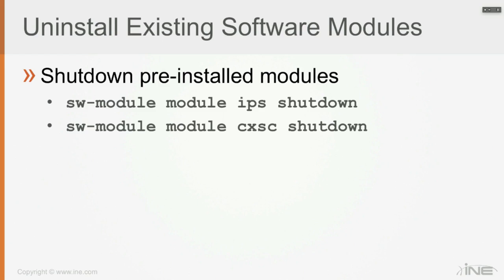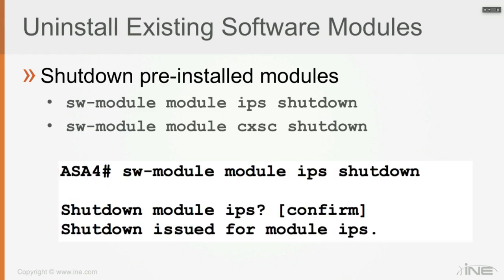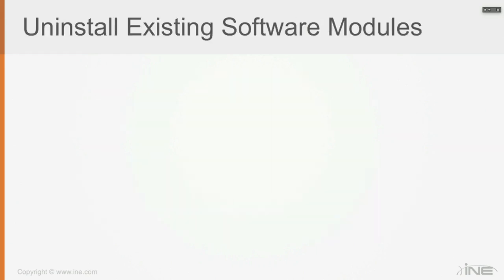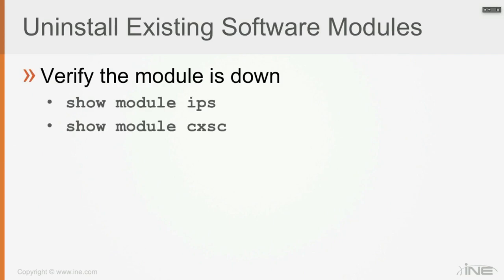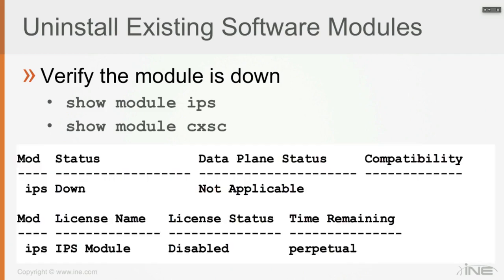Once you have done that, you have to wait. So you take action, sw-module module IPS shutdown, and before moving forward, you have to verify and make sure that the module is actually down. Otherwise, anything you want to do further on, you're going to receive some error messages, or it's going to do nothing at all. So you say show module IPS if IPS was installed, or show module CXSC if the CX module was installed, and you confirm that the module is in the down state. So the ASA was able to properly shut down the module.